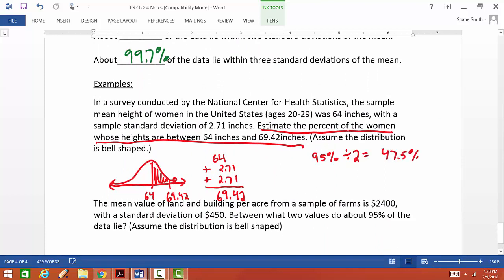So the answer is 47.5% of women in this age group are between 64 inches and 69.42 inches. Okay?